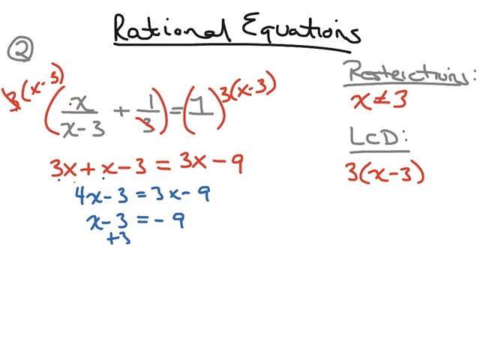Now what I'm going to do is add 3. A negative 9 plus 3 would result in a negative 6. Therefore my solution is negative 6. However, we need to make sure that negative 6 is not one of our restrictions. Remember, earlier we said the restriction we had was x could not be a 3, which is not going to be a problem here because x is equal to a negative 6. Therefore, my solution to this equation is x equals negative 6.